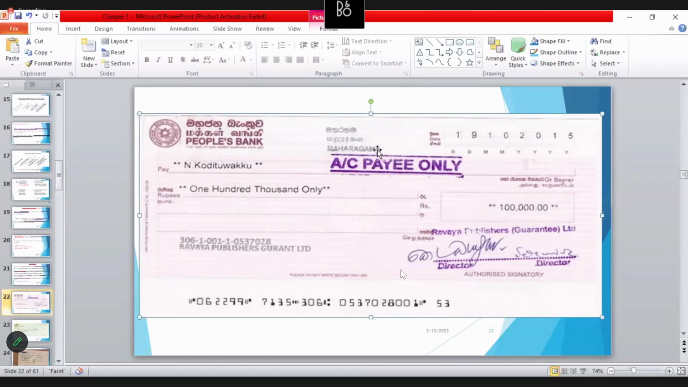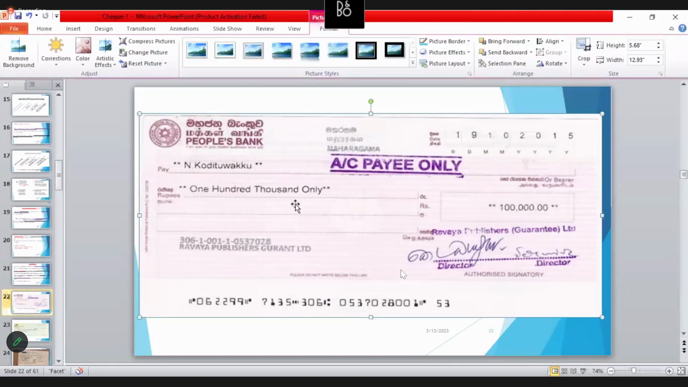Now, if I don't have any account in People's Bank, then I can't get cash by using this check. Because if it is an account payee check, and the person goes to the bank and gives this check, the bank has to credit that particular person's account. The bank will ask for your account number in People's Bank. Then the bank credits this amount to the person's account. If Kodithuvaku doesn't have any account in People's Bank, can we get any benefit from this check? The answer is no, because an account payee check tells you that to get any benefit from this check, you should have an account in the particular bank.